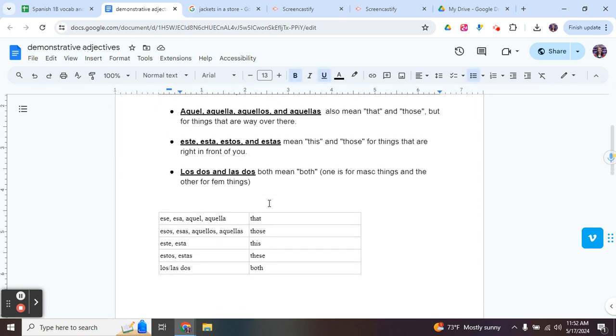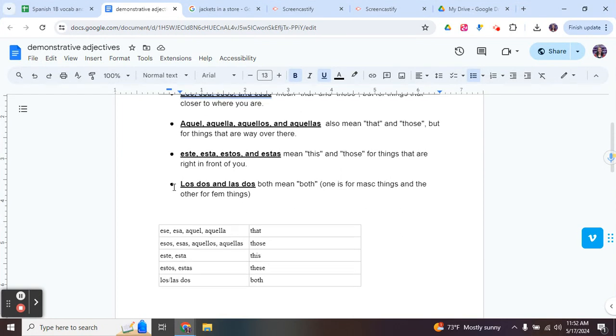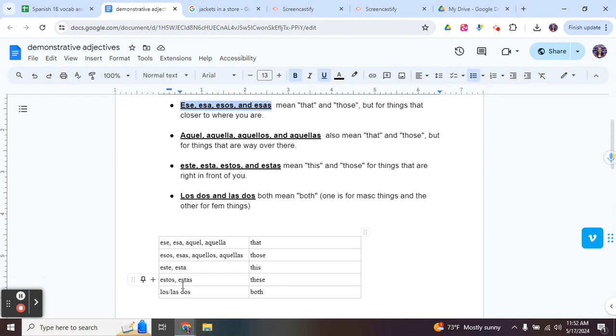Okay, and here's a more defined kind of which ones mean what down here. So you can kind of look to either place. Up here and down below in this chart are the same exact thing. So we have ese, esa, aquel, and aquella. Those are all the things that mean that. I'll tell you the difference here in just a second. Esos, esas, aquellos, and aquellas all mean those.